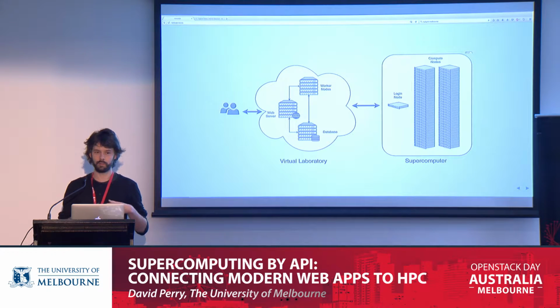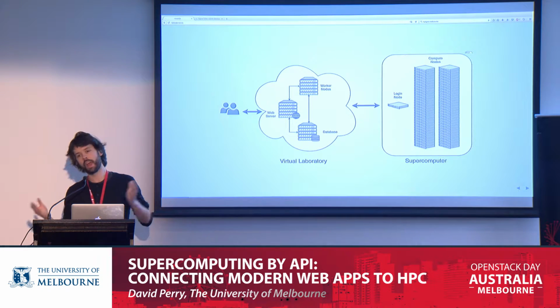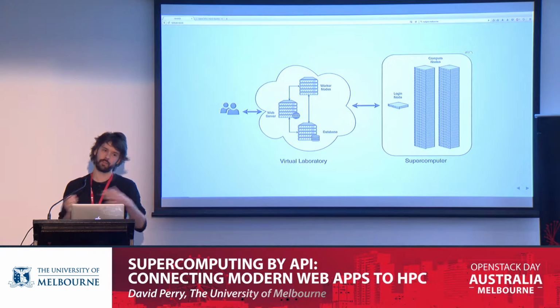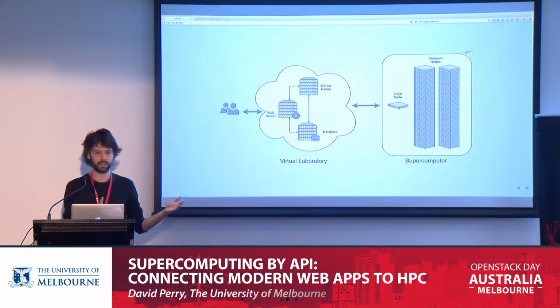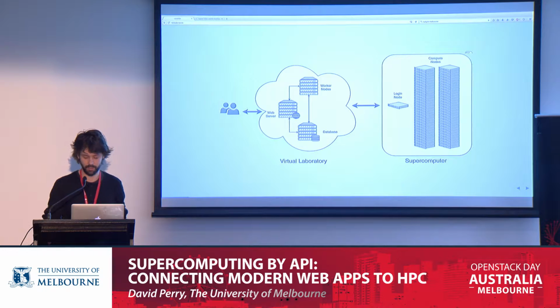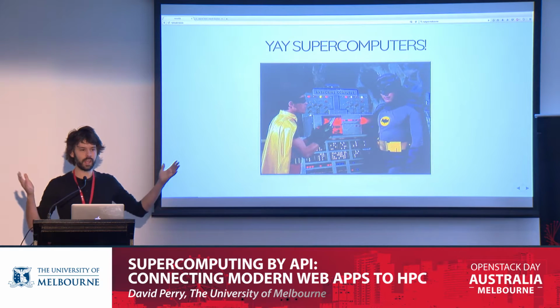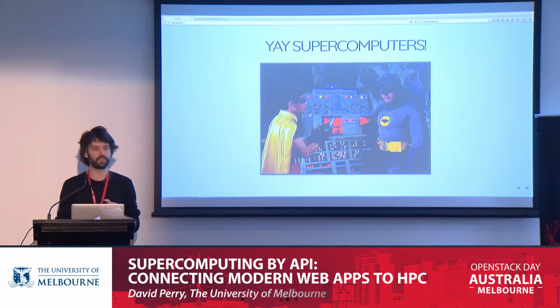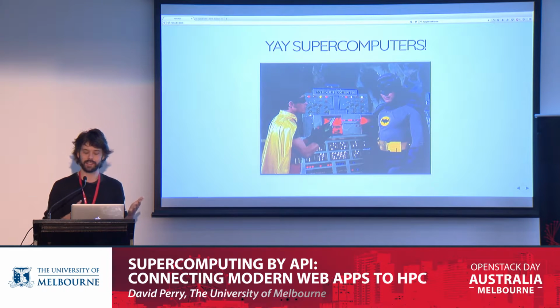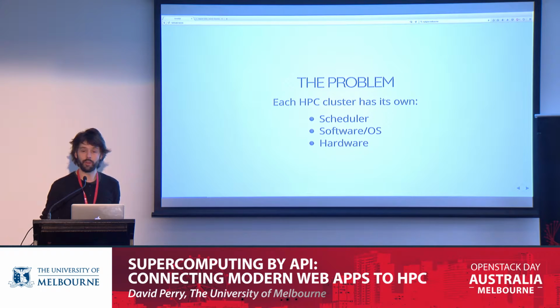So we would like to be able to move some of the workload that we have on the virtual laboratory, because perhaps it's taking too long or it doesn't have the right resources to do that work, and move it over to the supercomputer, do some work, and take it back again. As far as the user's concerned, they don't necessarily know they're using a supercomputer. So, yay, supercomputers. There's contention about where they're going to be in the cloud kind of world, but we think there's room for two, and the question is integrating those in the most appropriate way. So the problem, of course, is that this isn't straightforward.